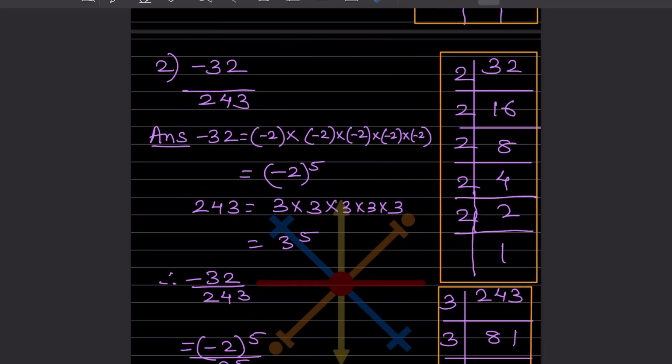Now look at here, 32. First, don't look at the sign. Just for 32 we will take the factors. We got these factors. So now what are you going to do? 32 means now how many times is this? 1, 2, 3, 4, 5.